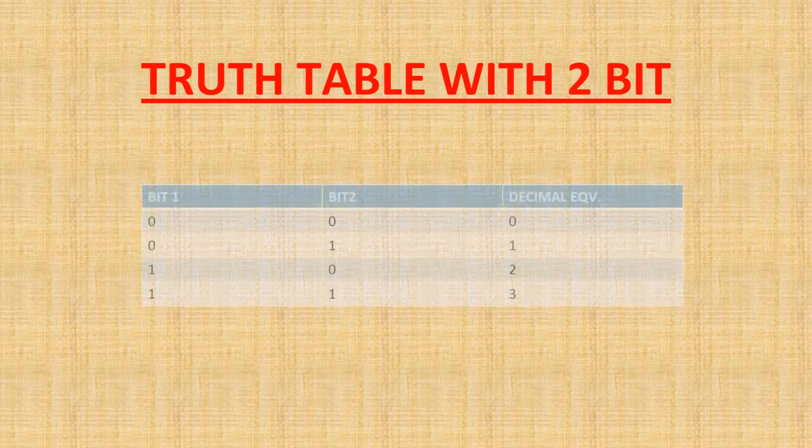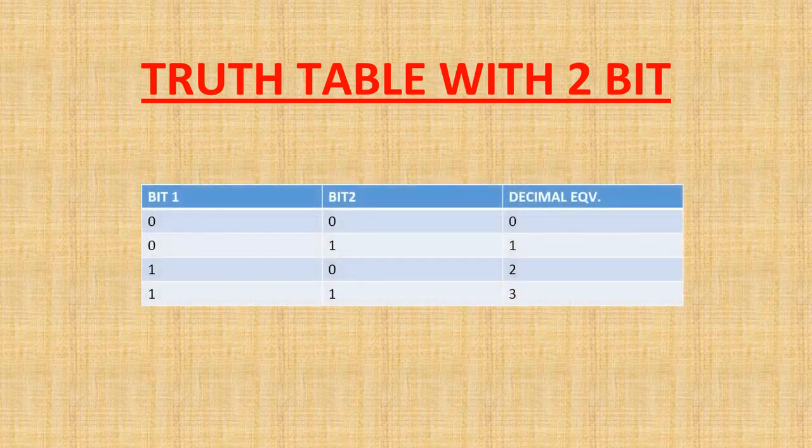As it is clear to you, to represent decimal numbers from 0 to 3, we need a 2-bit binary system, obviously having 0 and 1. 0, 0 is represented for 0. 0, 1 is represented for decimal number 1. For decimal number 2, we use 1, 0. For decimal number 3, it is 1, 1.